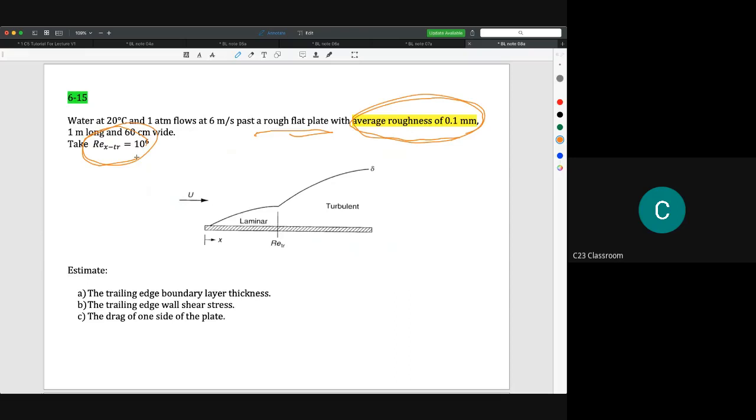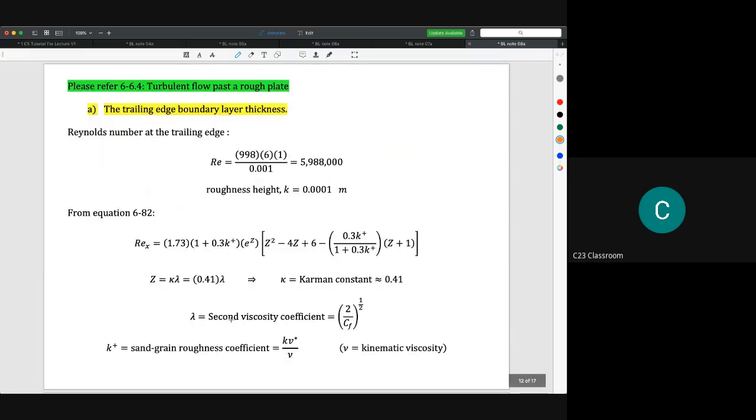So let's say we have the roughness and the Reynolds transition is 10 to the power of 6, totally the same as the previous question. So we need to calculate the trailing edge boundary layer thickness, the shear stress at the trailing edge, and the drag force. So first we calculate the Reynolds number. We find that the Reynolds number is the same, 5.9 times 10 to the power of 6.